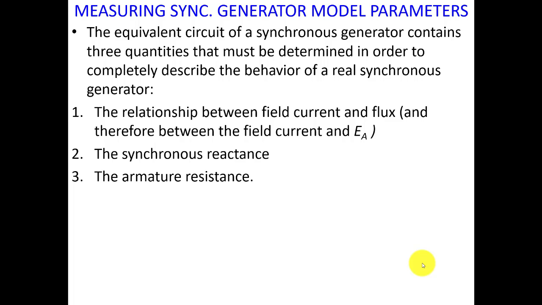In today's video, we will learn about how we can measure the synchronous generator model parameters. The equivalent circuit of a synchronous generator contains three quantities that must be determined in order to completely describe the behavior of a real synchronous generator. Those three values are the relationship between field current and flux, and therefore between the field current and EA, that's the induced voltage, and the synchronous reactance and the armature resistance. We can perform certain tests to find out these values. Let's look at these tests.